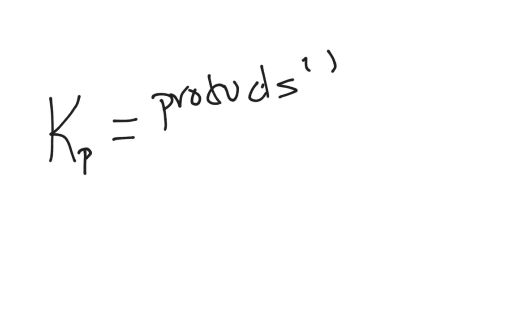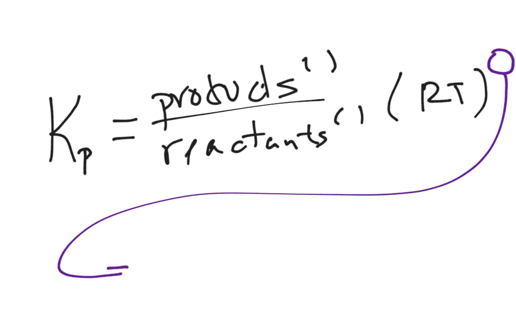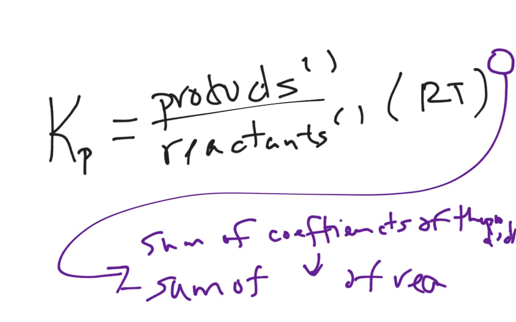Products raised to their power, reactants raised to their power, and then you are going to times this by RT, whatever the temperature is, and R is just a constant, raised to the sum of the coefficients of the products minus the sum of the coefficients of the reactants. Sorry, I'm out of room.